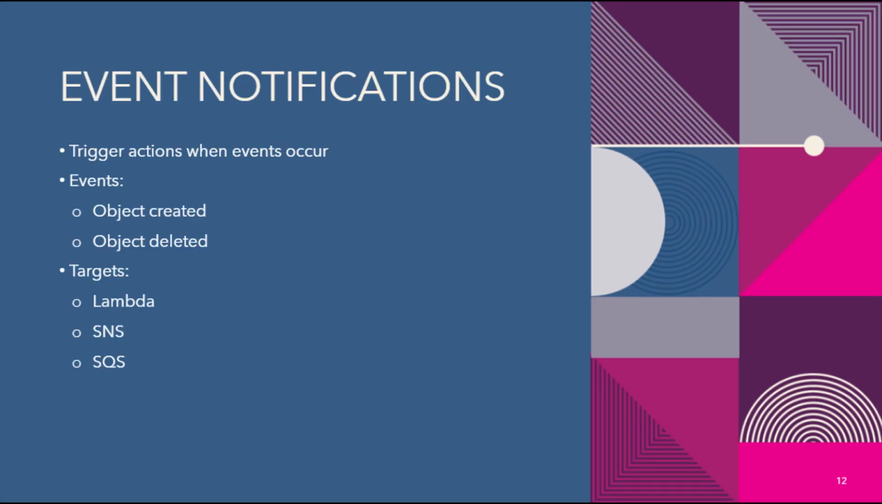Event notifications. S3 can trigger events when certain actions occur. For example, when a file is uploaded or deleted, you can trigger services like AWS Lambda, SNS, or SQS. This is useful for building event-driven architectures.